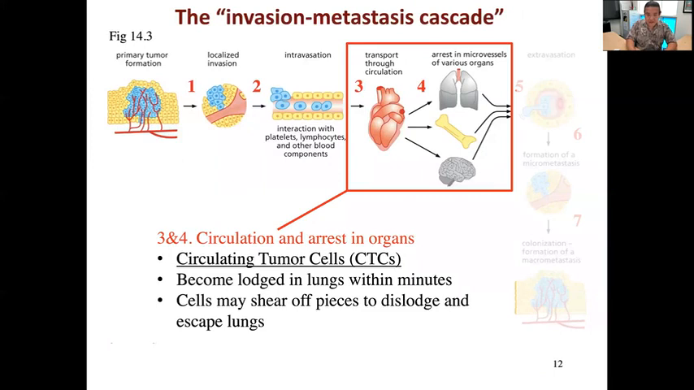Okay, the next step, right, is that as these cells are getting shredded apart, not all of them will get shredded apart. They make their way through the circulation. Eventually, they make their way to the blood and they get pumped into organs like the lungs or bone marrow or the brain. As these cells are flowing through our circulation, we call them circulating tumor cells, or CTCs.